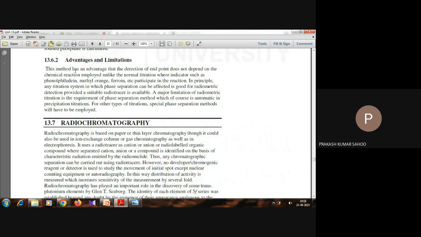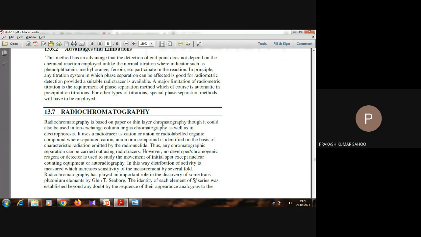This method has an advantage that the detection of endpoint doesn't depend on the chemical reaction employed, unlike normal titration where indicators such as phenolphthalein, methyl orange are used. In principle, any titration system in which phase separation can be effected is good for radiometric detection. Only phase separation, that is from solution to precipitation, is enough to know the equivalence point or end point through radiometric titration.